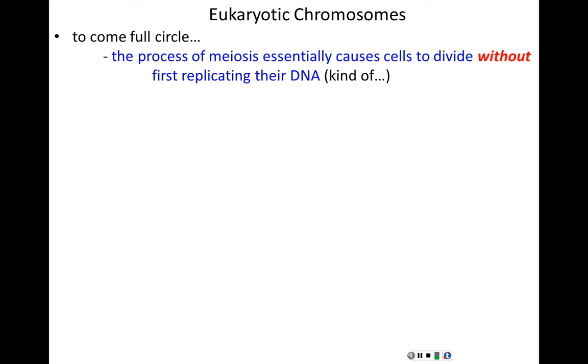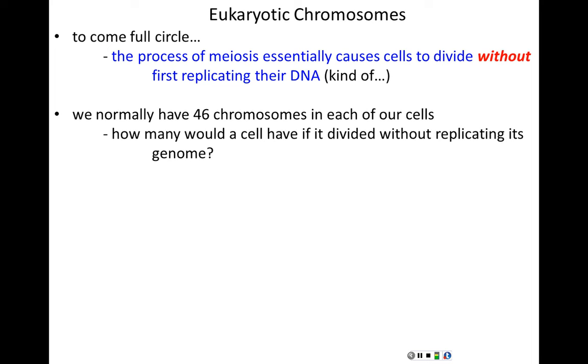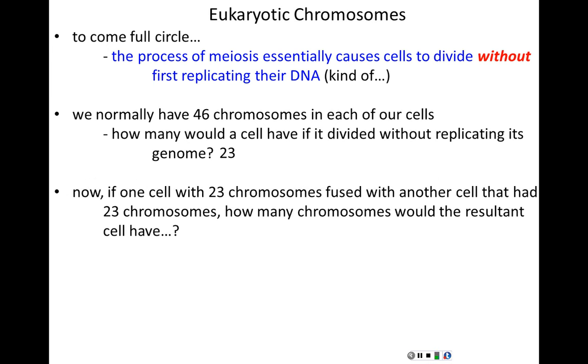The process of meiosis, to boil it down almost to the point of inaccuracy, takes a cell in a human being and has that cell divide without first replicating the DNA. We all normally have 46 chromosomes in each of our cells. If a cell divides without replicating its DNA, how many chromosomes would it have? Well, you would take 46 chromosomes and split it in half. Half goes to one cell, half goes to the other. That's 23. So now you have a cell with 23 chromosomes.